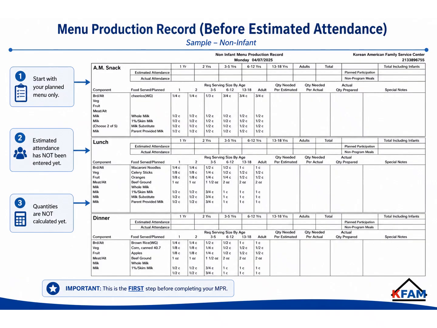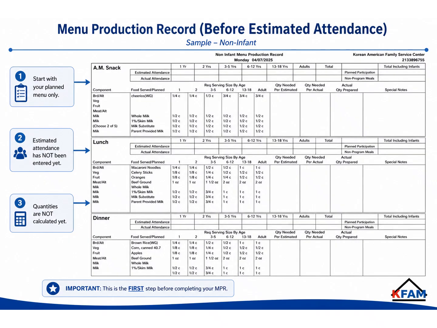This slide explains the first step in completing a menu production record, or MPR, before estimated attendance is entered. This sample shows a non-infant menu production record. Step 1. Start by entering your planned menu only. List all foods and beverages that will be served for each meal or snack. Step 2. Estimated attendance has not been entered yet. At this stage, the attendance fields remain blank.